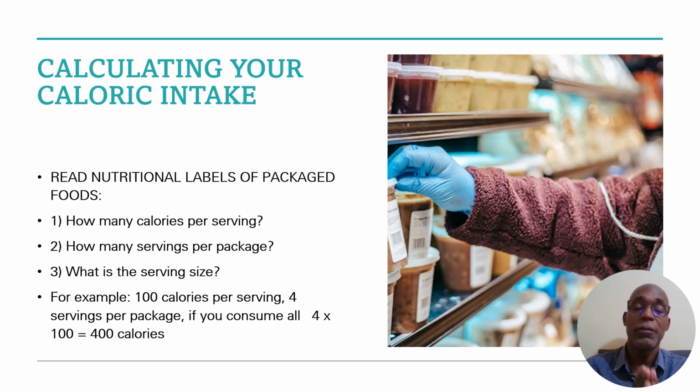So for example, if it says 100 calories per serving and there are 4 servings in the package, you're going to multiply 4 times 100 and you're going to get 400 calories. So that particular packaged food will contain 400 calories.